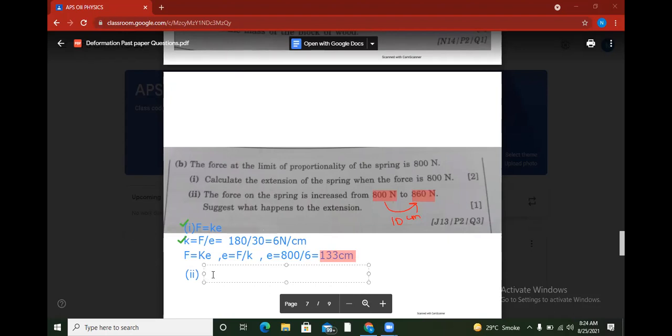The total extension at a load of 860 Newton we will get by 133 centimeter plus 10 centimeter, and we will get 143 centimeters. Is it clear up to here?